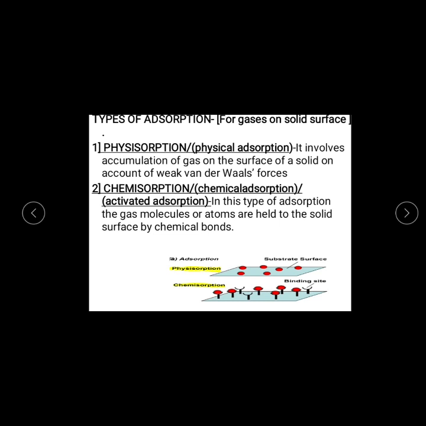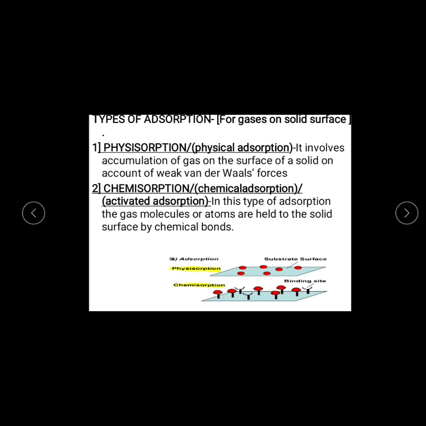Next we move on to types of adsorption, and this is for gases on solid surface. There are two types of adsorption. One is physical adsorption, which is also known as physisorption, and second is chemical adsorption, chemisorption or activated adsorption. Physisorption involves accumulation of gas on surface of a solid which is due to weak van der Waals forces. We have already studied about van der Waals forces last year.